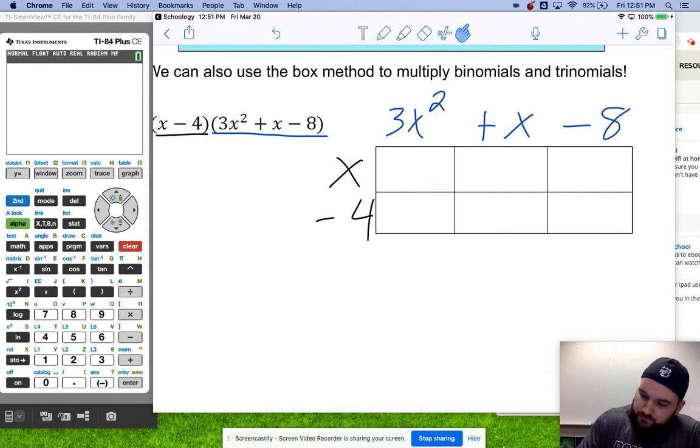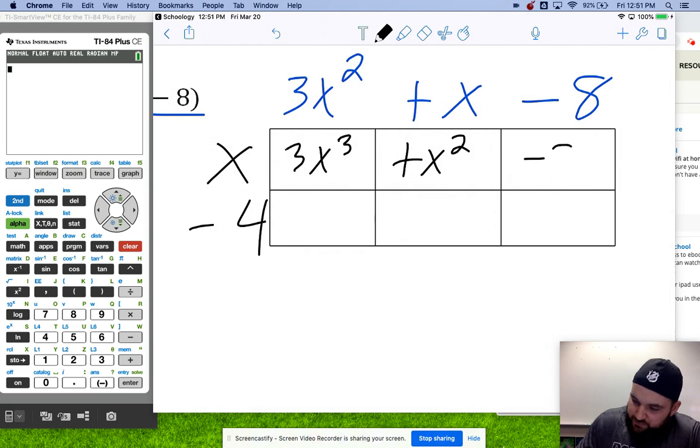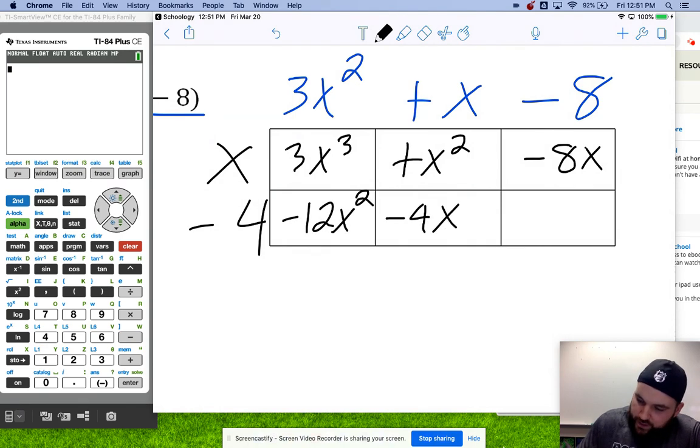minus 8. Okay. So here I've got, if I'm multiplying, this is 3x to the third. This is 1x squared. That's minus 8x. In the bottom row, I'm multiplying everything by negative 4. So negative 12x squared minus 4x and plus 32.